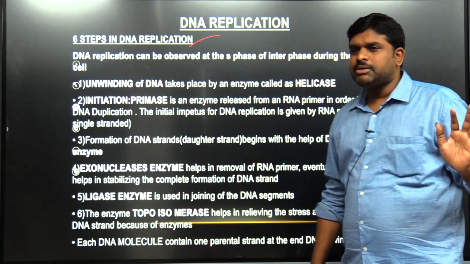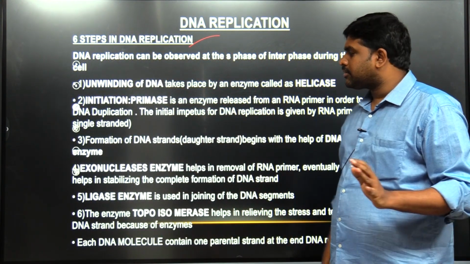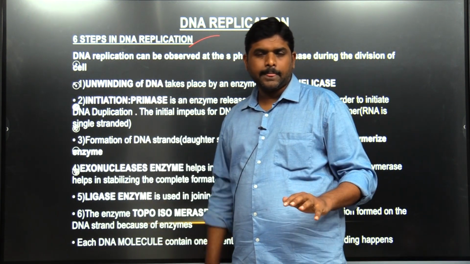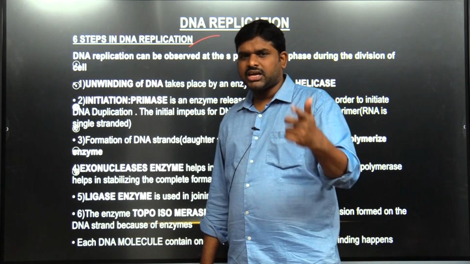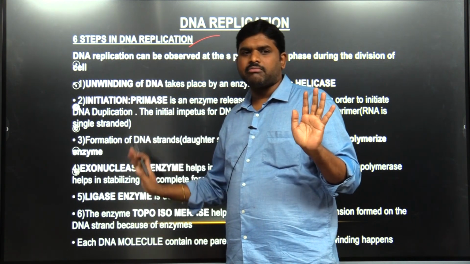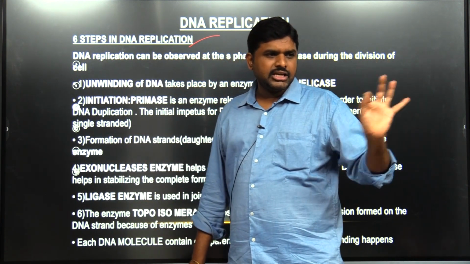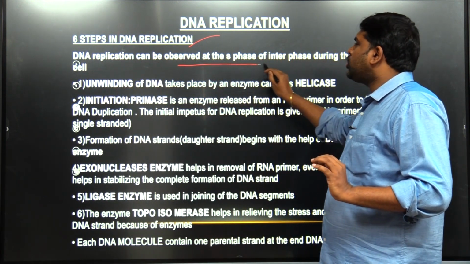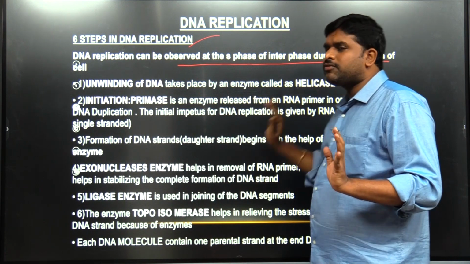Six steps, step by step we will be understanding. There are 6 steps in DNA replication. First step, second step, you can also write in flowchart format. DNA replication can be observed at the phase of interphase during the division of cell.